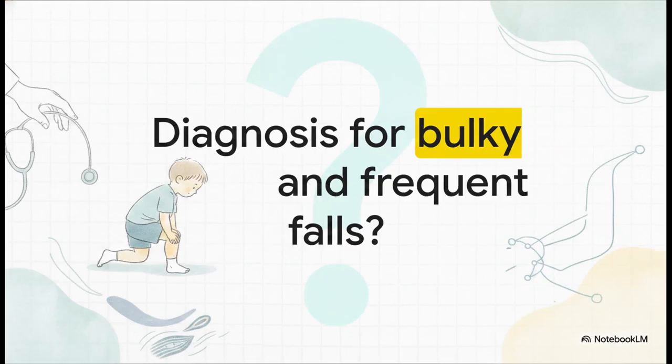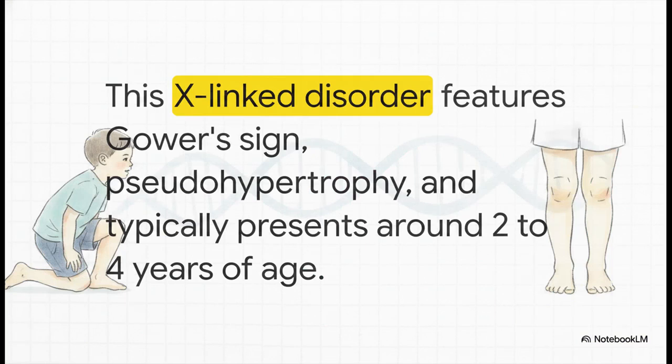Moving right along, imagine a 3-year-old child who falls frequently and uses their hands to literally walk up their shins just to stand up. You notice their calves are bulky, and you find out a brother died of the exact same disease. What's the diagnosis? A, poliomyelitis, B, transverse myelitis, C, Duchenne muscular dystrophy, D, ALS, or E, polymyositis. If you guessed C, Duchenne muscular dystrophy, you nailed it.